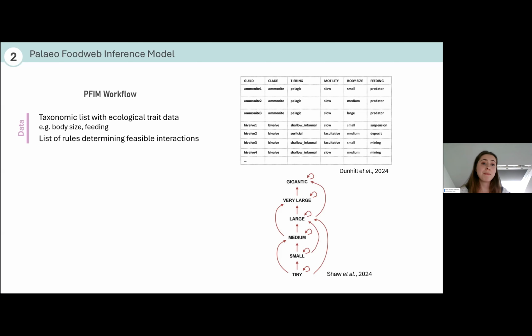So for example, a very common trait is the trait of body size, and the rule that's often used with body size is that a consumer can only feed on a resource if the resource is the same size as it or smaller, because this is the way that it's only energetically feasible.